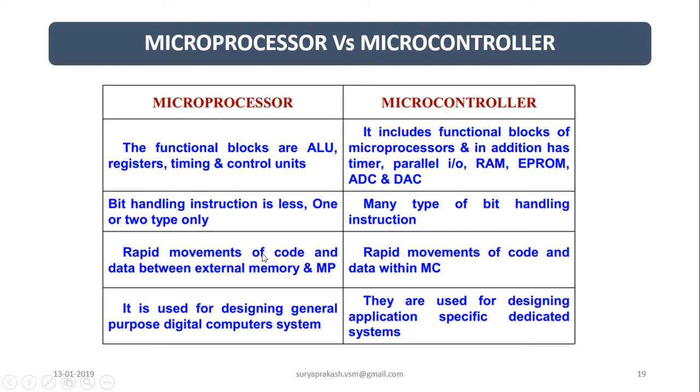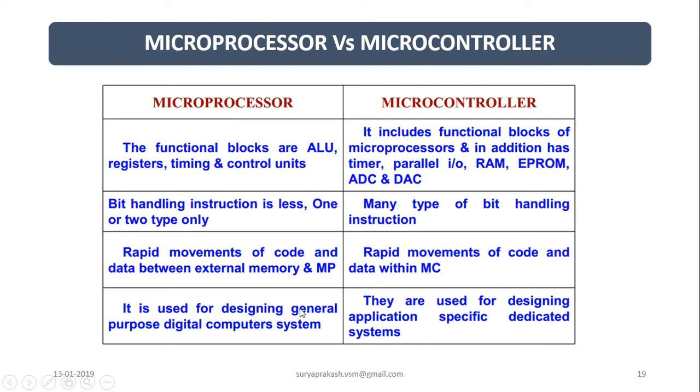In a microprocessor there is rapid movement of code and data between external memory and the microprocessor, so you can transfer bulk data between the microprocessor and the external memory. In a microcontroller, the rapid movement of code and data is within the microcontroller. We cannot easily transfer to the external world; we have to use serial communication. You cannot transfer by connecting to USB or some other devices.